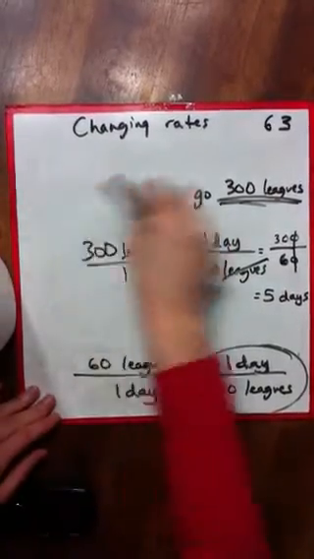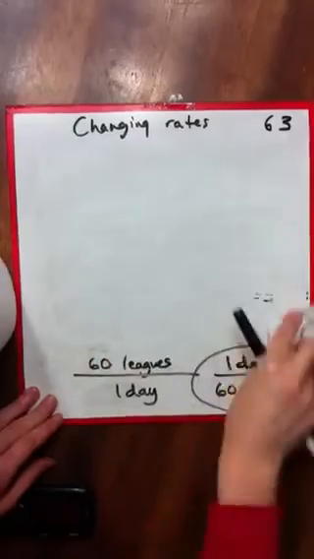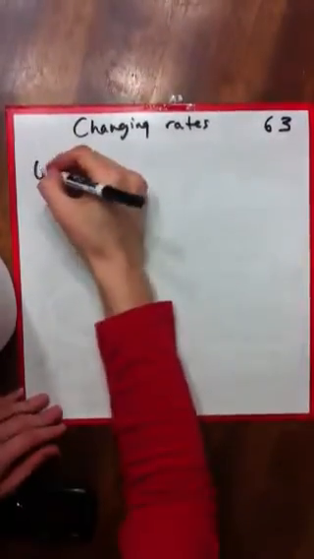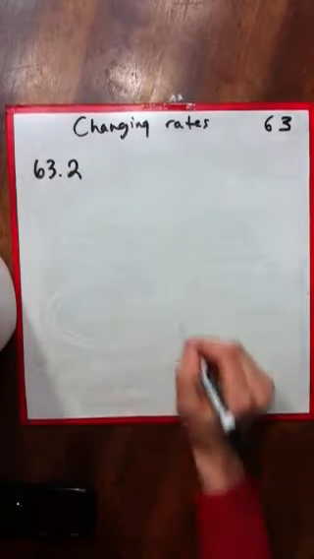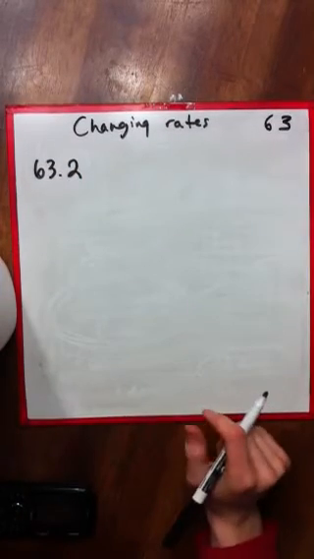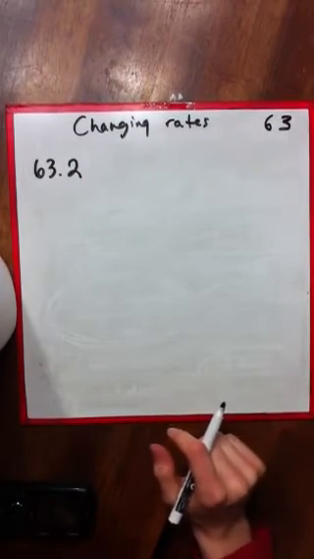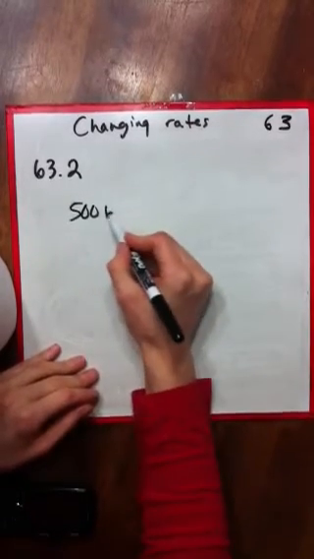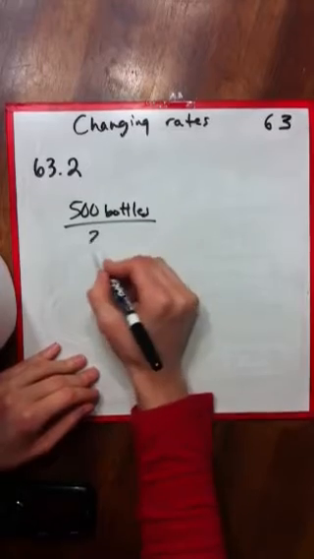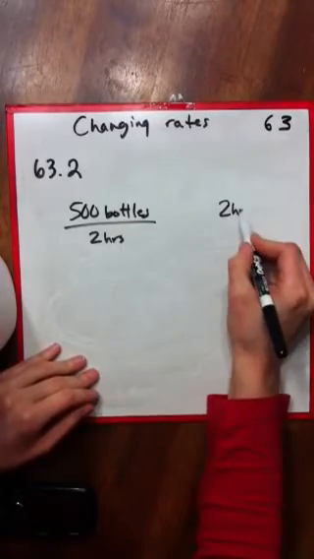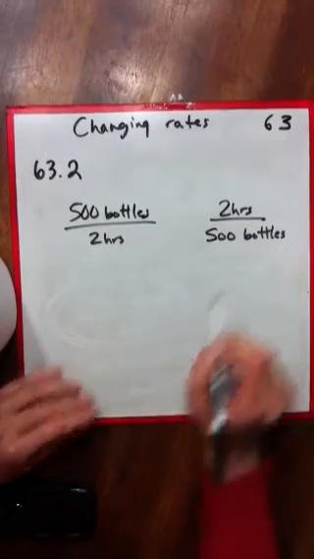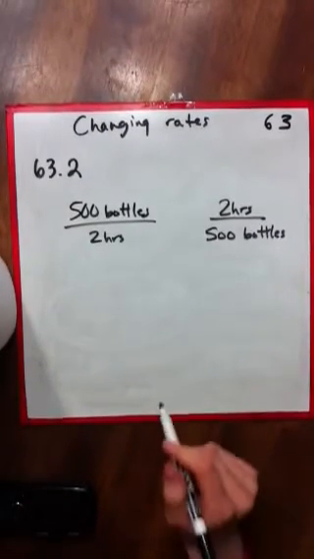That is 63.1, and we'll do a couple more so you'll understand it completely. Let's look at 63.2. This one says the machine could cap 500 bottles in 2 hours. That's our rate. 500 bottles, 2 hours. And in 2 hours, it can do 500 bottles. Those are my two rates that I've written out, my unit multipliers.